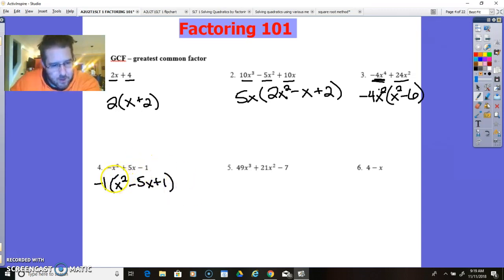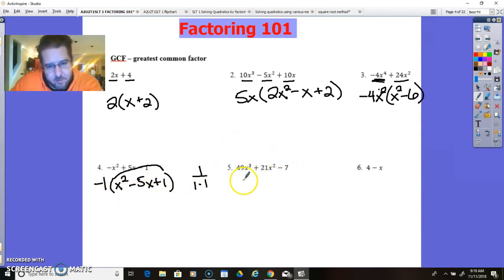Alright, so now you multiply a times c. There's no a, it's 1. 1 times 1 is 1. The only factors of 1 are 1 and 1 themselves. So it looks like there is no way to factor here. There's no 2 numbers that multiply to give you 1 and also add up to negative 5. So this is factored as far as possible.